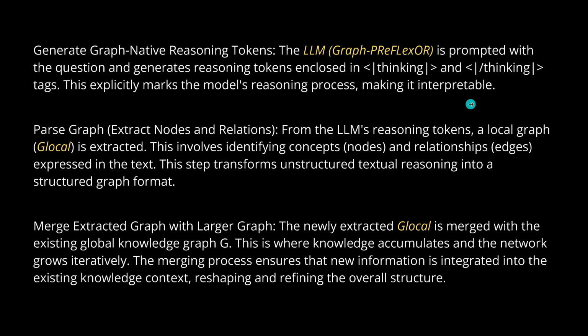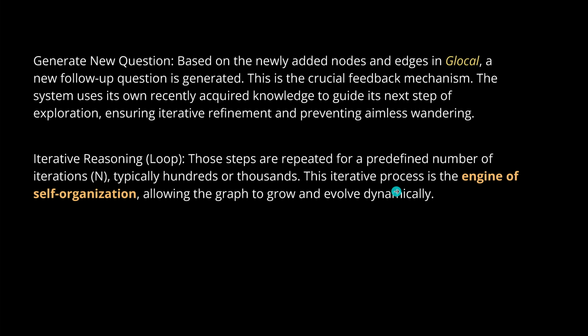From the LLM's reasoning token, a local graph, G local, is now extracted and built. Simple, we know this. It involves identifying concepts in the nodes and the relationships in the edges. So we have now transformed some unstructured textual reasoning into a structured graph format. And then we merge the extracted graph with the larger graph. You know how to do this, no problem.